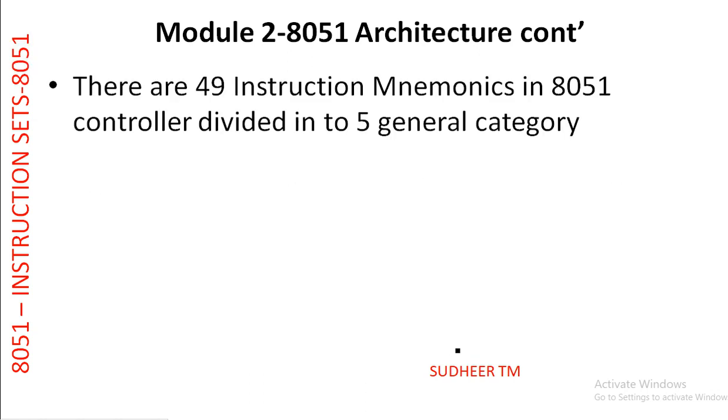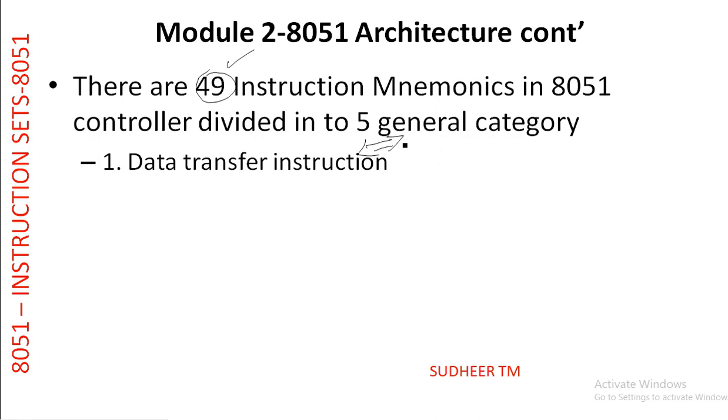There are 49 instruction mnemonics. So in general, our microcontroller has how many instructions? 49. There is a subdivision, each controller is divided into 5 general categories. So totally 49 instructions are divided into 5 categories.